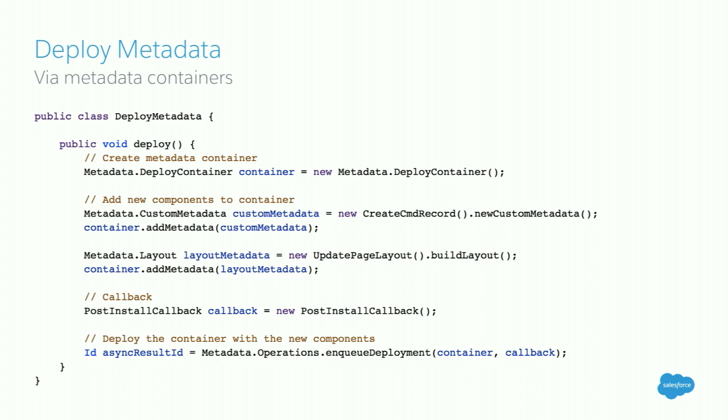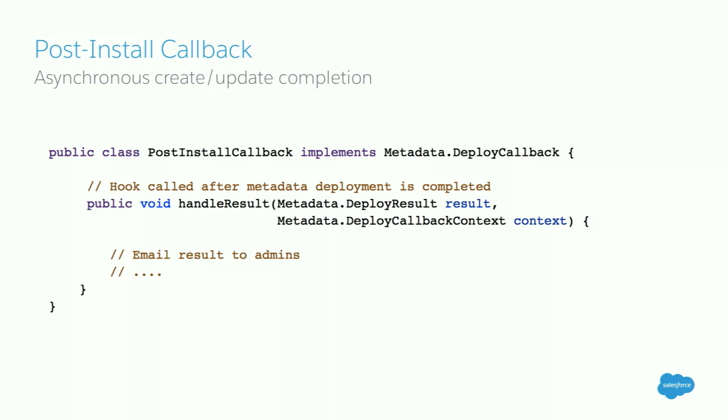Here's how one might look if you were actually doing something. You create the deploy container, which is how you reason about deployments of metadata, and then say you're going to add a new custom metadata object. Add that in there, maybe a new layout. Give it a callback, fire it off, and that's pretty much it. But what does a callback look like? Well, here's an example. Since completion of create and update is asynchronous, what you would do here is simply instantiate your callback, and then once the callback is completed, do whatever you want with it. Send an email to admins, whatever.